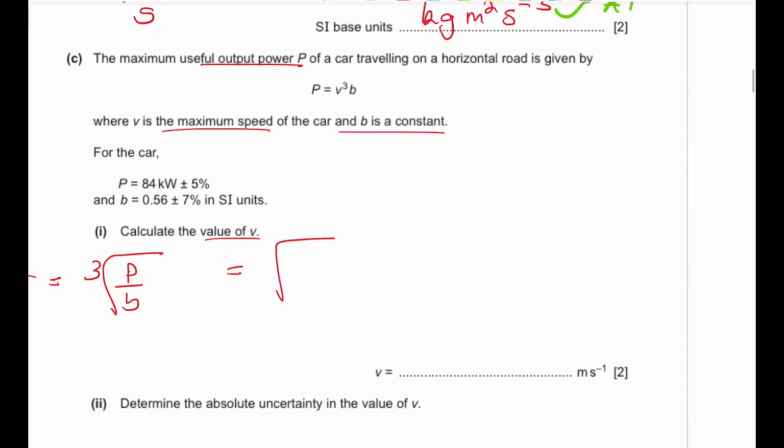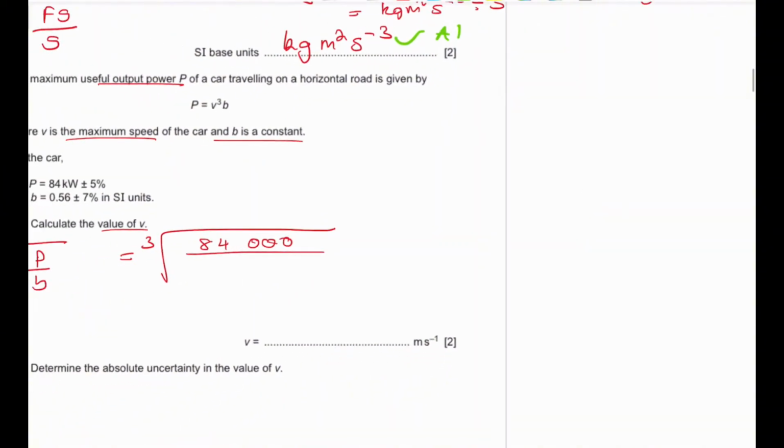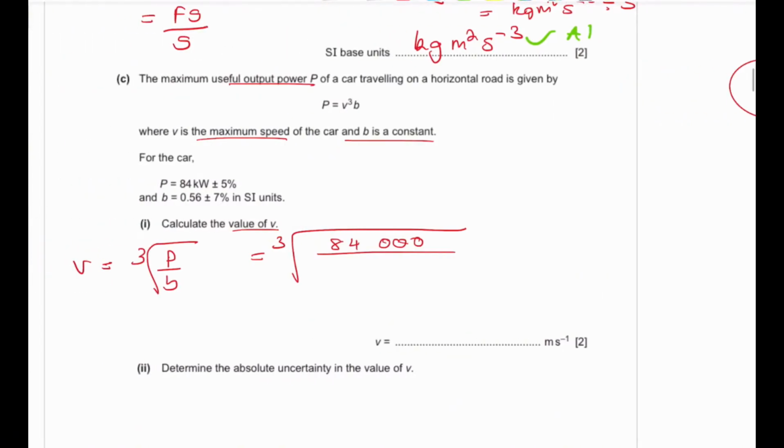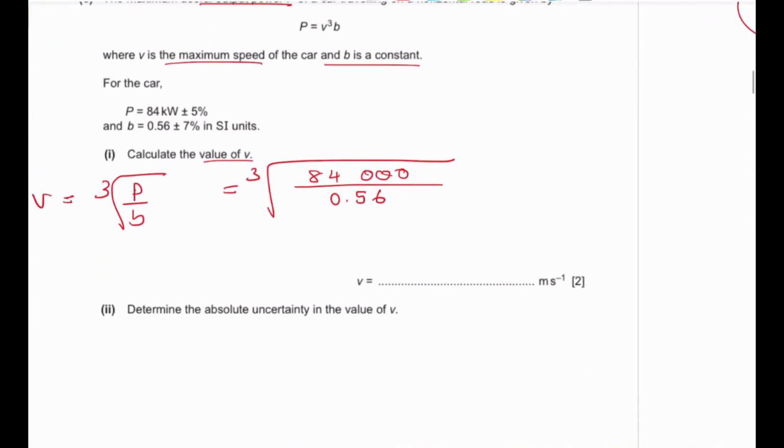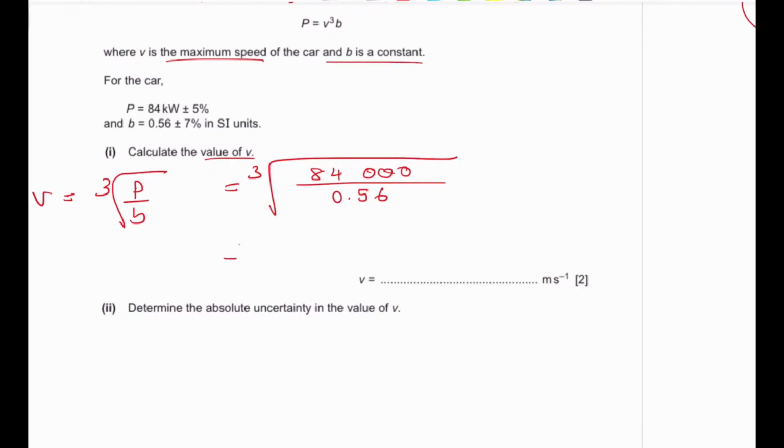The value of P is 84,000, because 84 kilowatts is 84,000 watts, as you can see over here, I've shown you some of the prefixes that you need for AS, and the kilo is times 10 to the power of 3. The value of B is 0.56, and that would therefore give you an answer of approximately 53 meters per second. So your answer is 53.